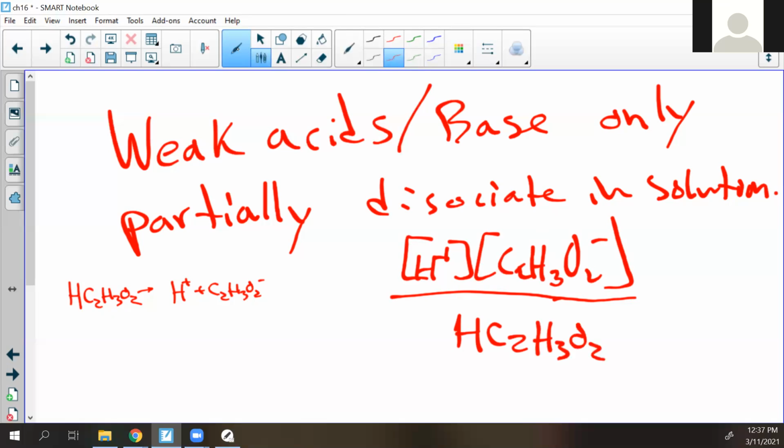Don't memorize a single weak one. Memorize the 7 strong ones. 7 strongs, there's 10 million weaks. So memorize the 7 strongs and then go from there.